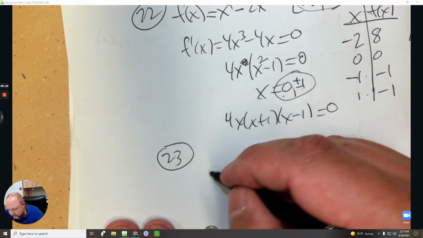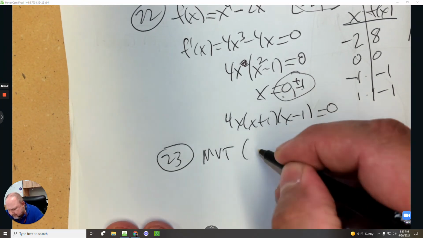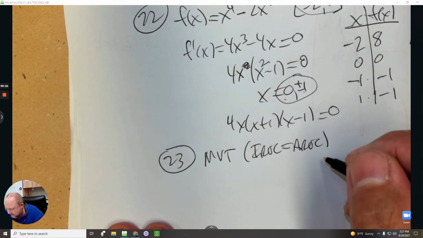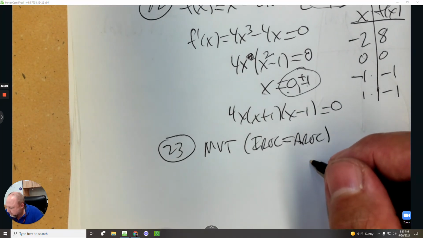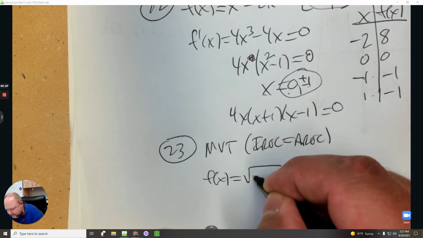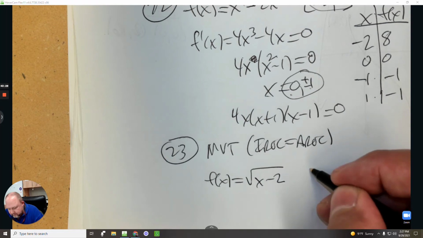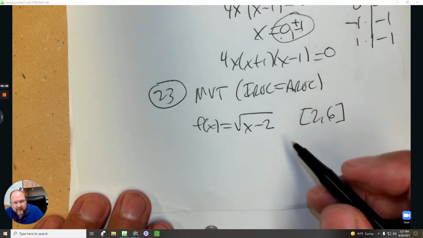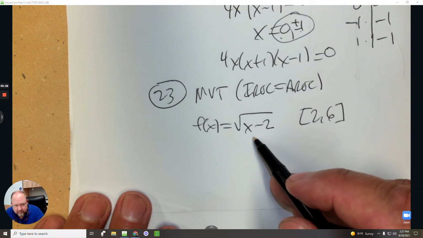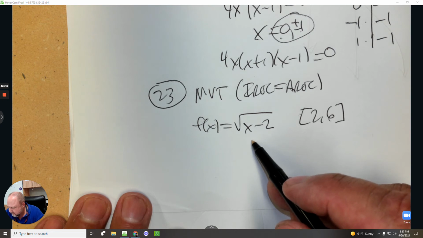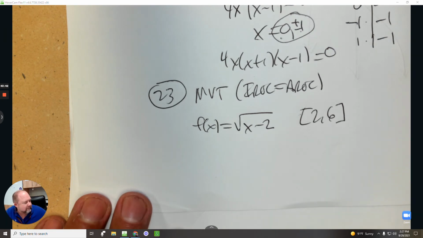Find the c value for the mean value theorem. What's the mean value theorem again? That's when IROC equals AROC. So I'm looking at f of x equals the square root of x minus 2 from 2 to 6. So it is continuous, and you can take the derivative from 2 to 6. Or can you? Because it's okay at the ends.